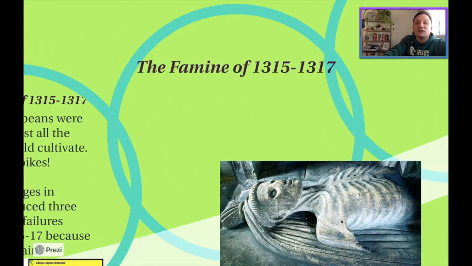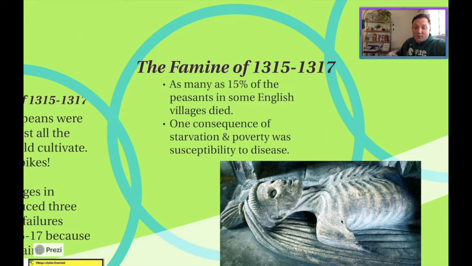So you're going to see a large population of poor people and peasants on a lot of different villages throughout Europe starve to death, right? And as many as 15% of peasants in some English villages are going to die from this, right? And one consequence of starvation and poverty, and also now the movement of people to towns and cities and overcrowding and things like that, is disease, right?